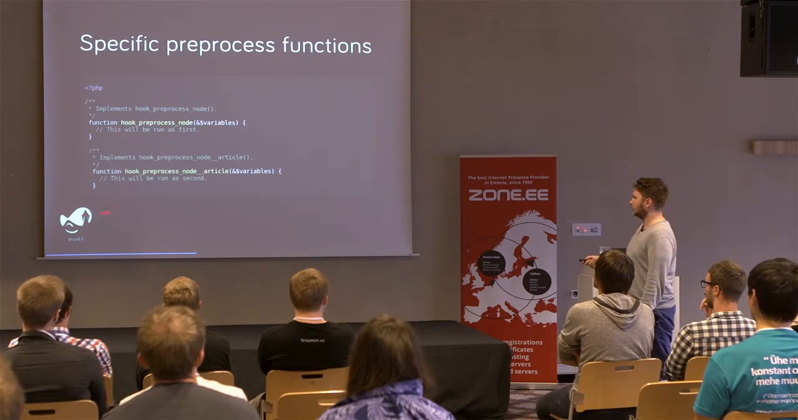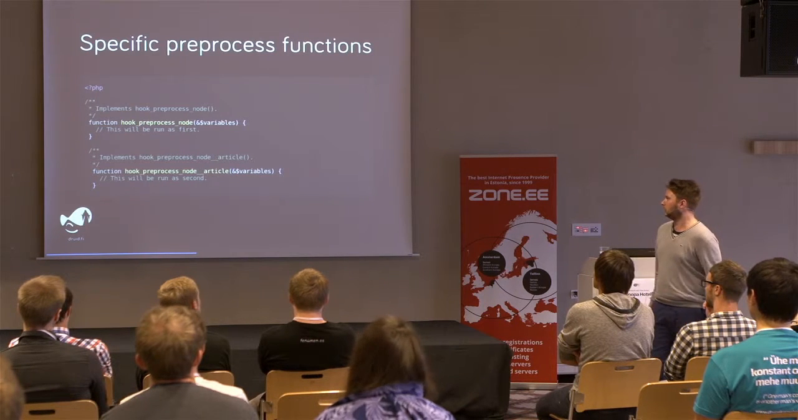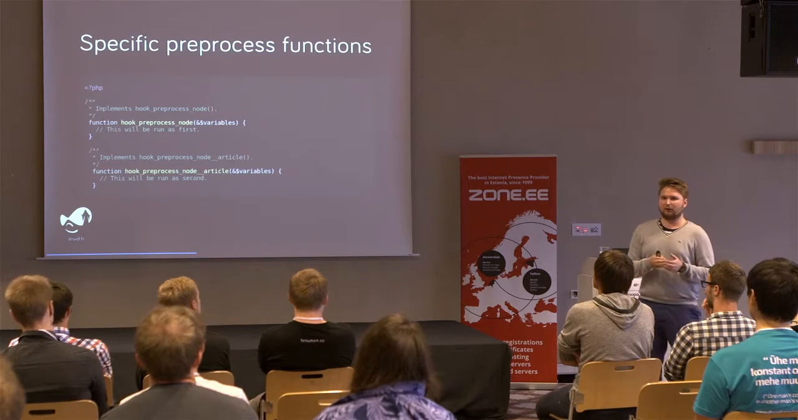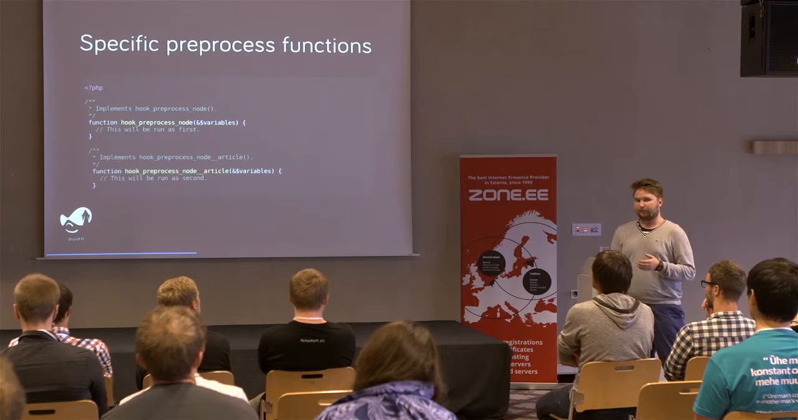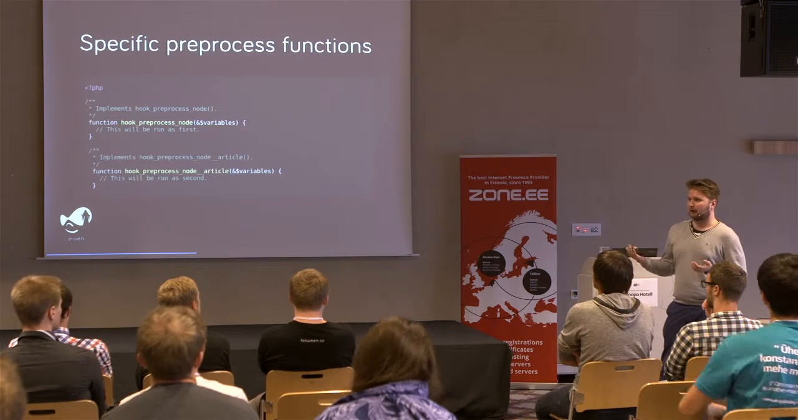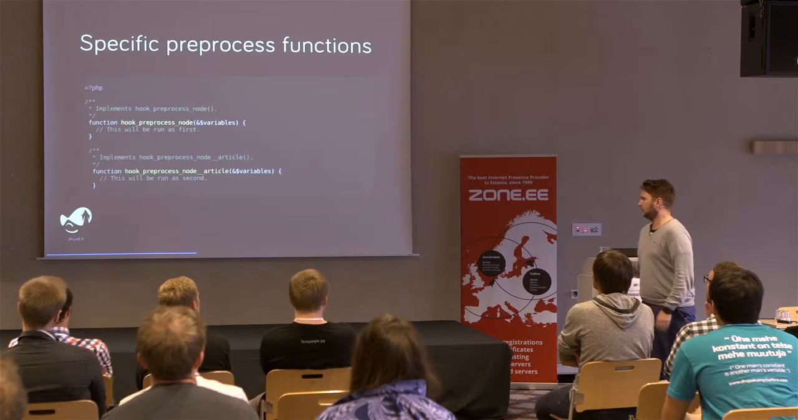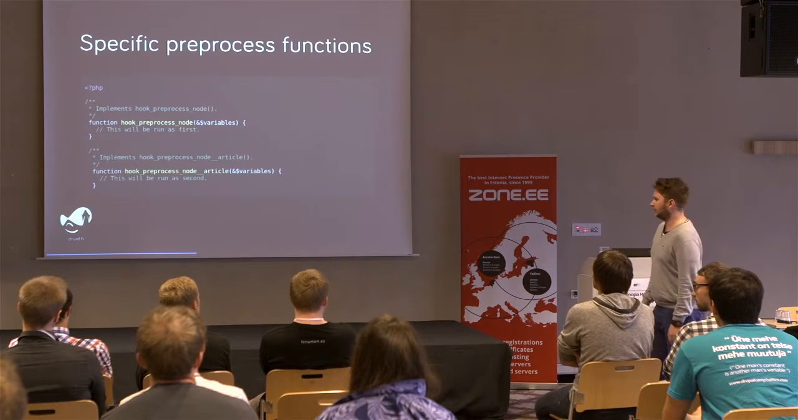So if you want to change something only for the articles, yeah, you can do it there in the preprocess function. It's kind of like a function level if, which is really nice because it's fast and it makes it easy to separate the code in logical places.